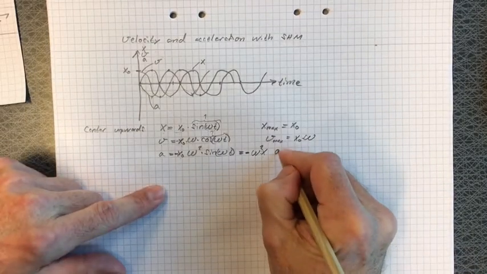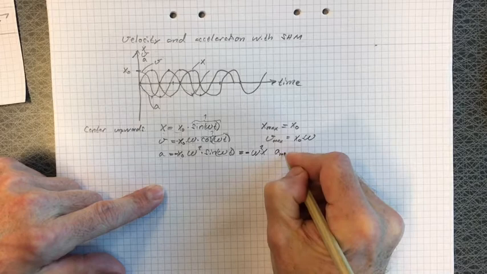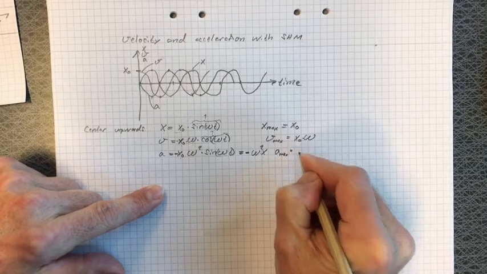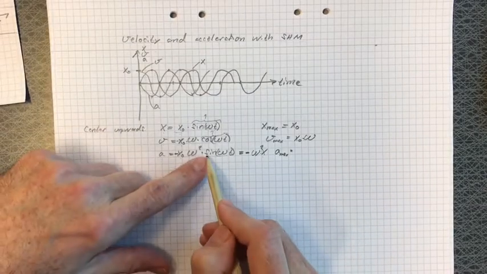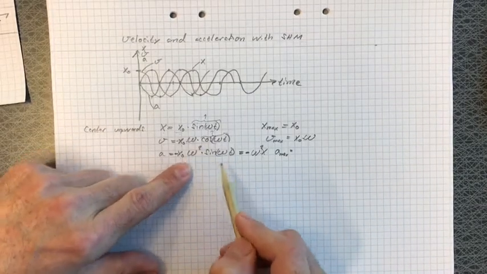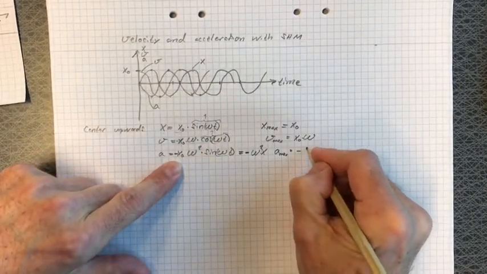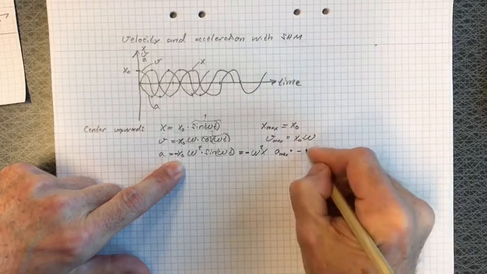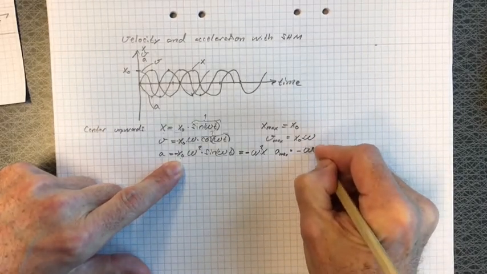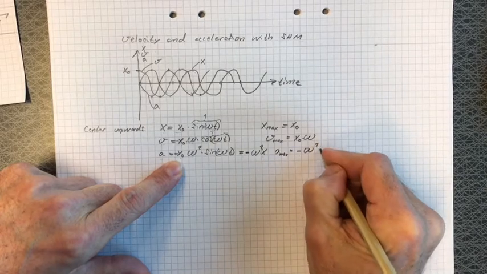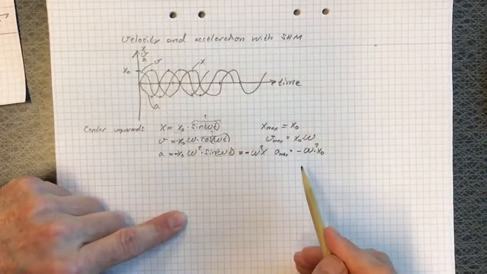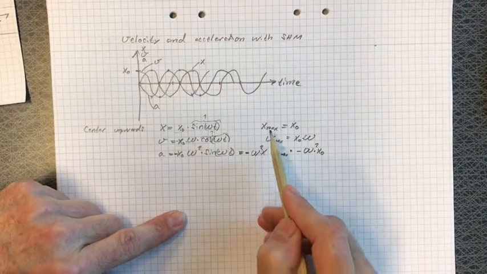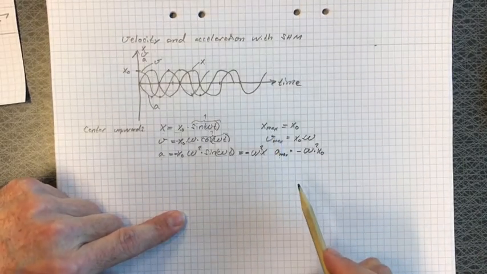And with the same argument, the maximum acceleration happens when the sine function is 1. And then we have left minus omega squared times x0. So we have a maximum value for all these.